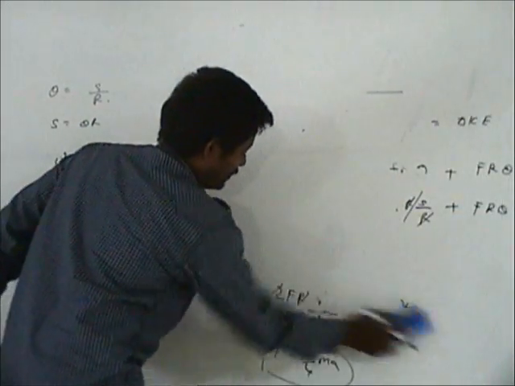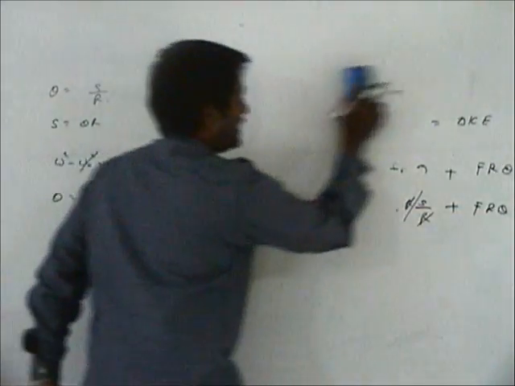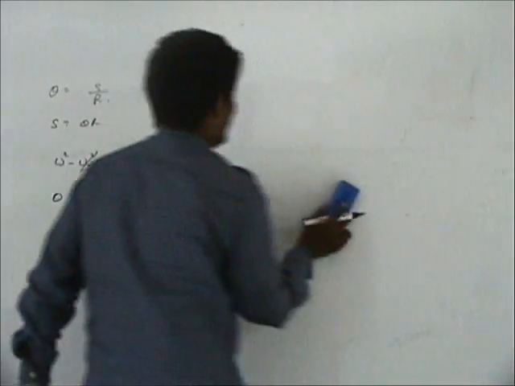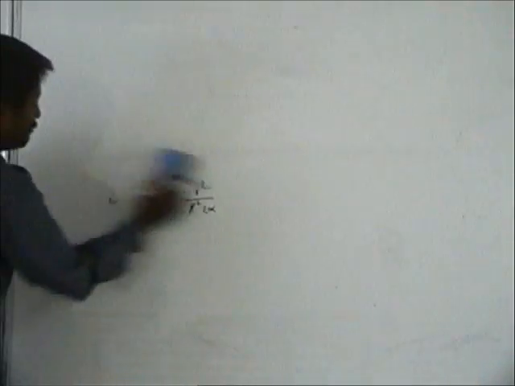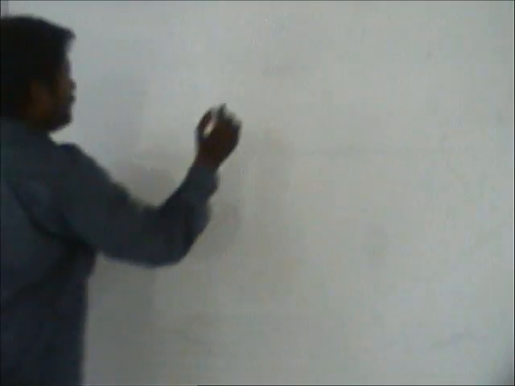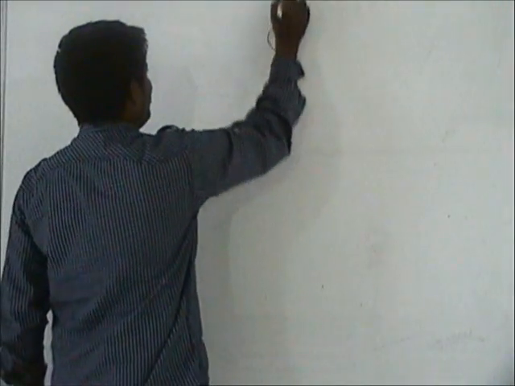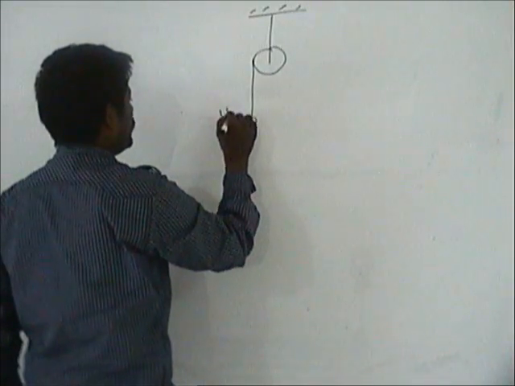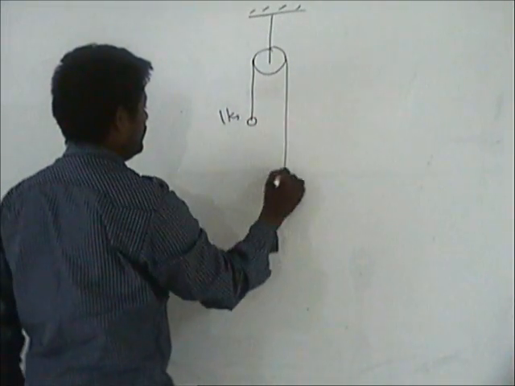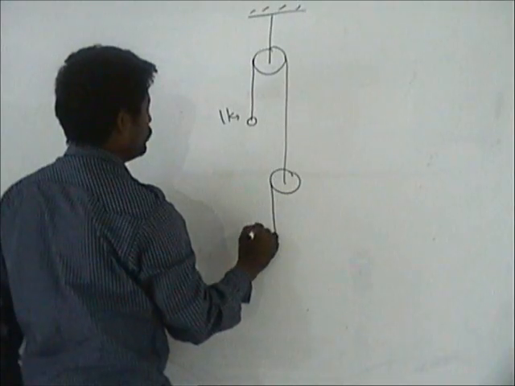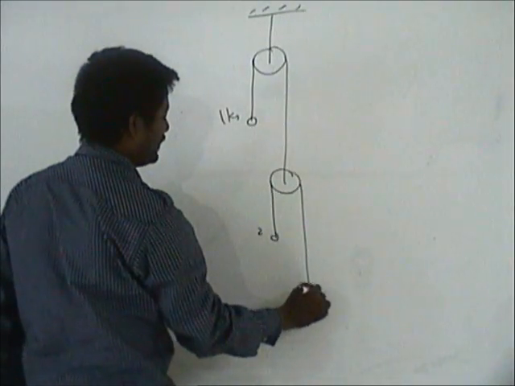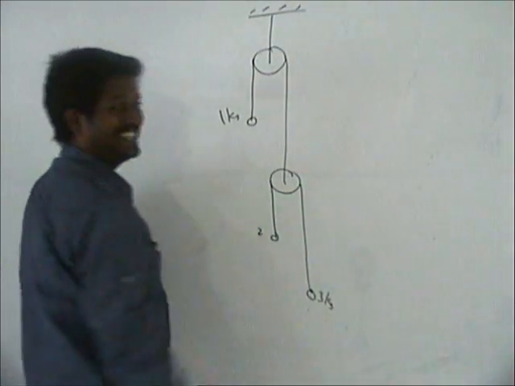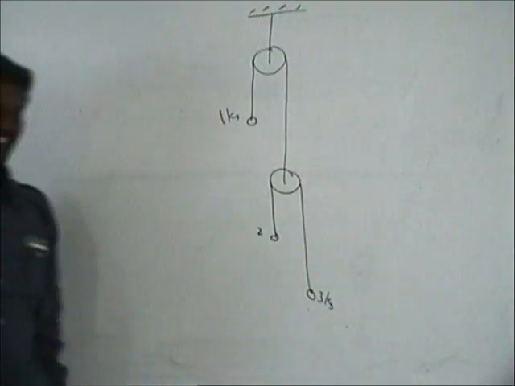I want to present some more techniques which can solve problems in a much easier way. Some problems are there. It's a familiar problem. Let's see, where we have a pulley, a 1 kg body suspended here, here we have a 2 kg body, and here you have a 3 kg body. I think you are familiar with this.